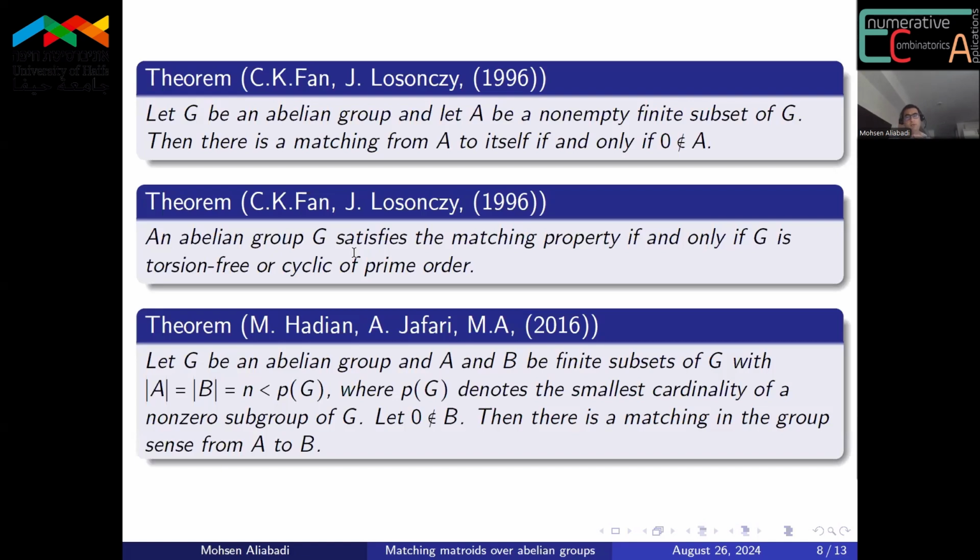And in 2016, together with two collaborators, we settled the existence of matchings for the asymmetric case and for small enough subsets. So if we are dealing with two subsets A and B of an abelian group G, and their cardinality is less than the cardinality of the smallest non-zero subgroup of G, assuming that B does not have the neutral element, we can guarantee the existence of a matching from A to B, of course, in the group sense.